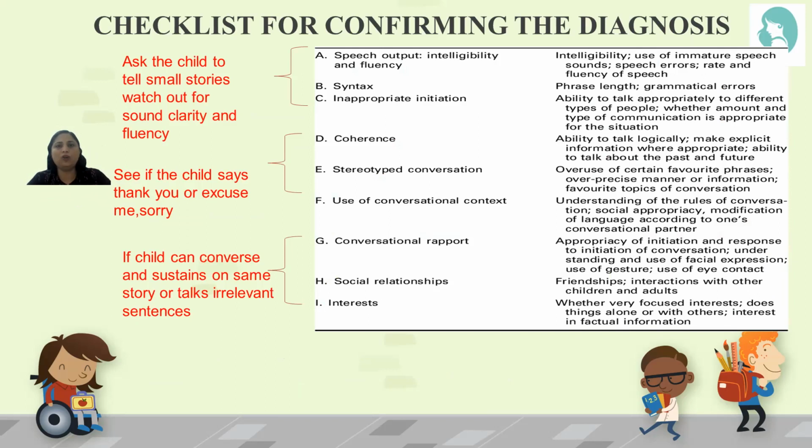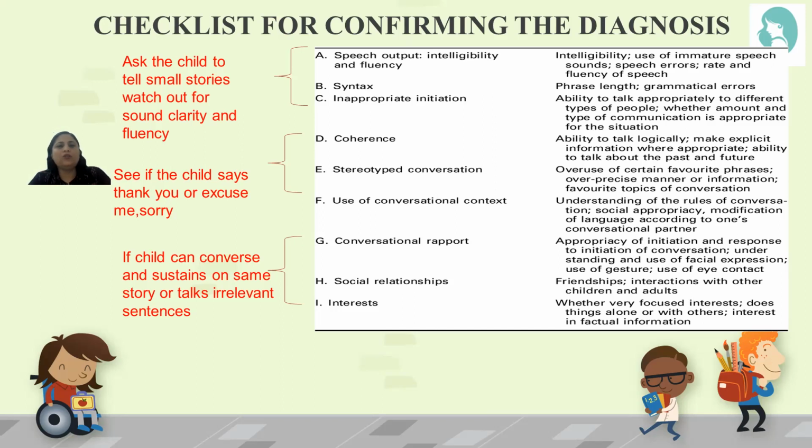So what are these categories? Speech output, intelligibility of speech output, fluency, what is the rate at which the child is speaking, how fluently the child is speaking, how are the grammatical structures in the phrase, what is the phrase length, what is the coherence between what they talk, whether they talk with inappropriate initiation of the topic, like if they're not able to initiate the particular object talk or subject talk or picture description, stereotyped conversation, like over-precise manner or information, favorite topics of conversation. So overuse of certain topics, conversational rapport is not there, social relationships are affected, like they don't have friends, they don't have social interest, they don't want to do anything with the groups.